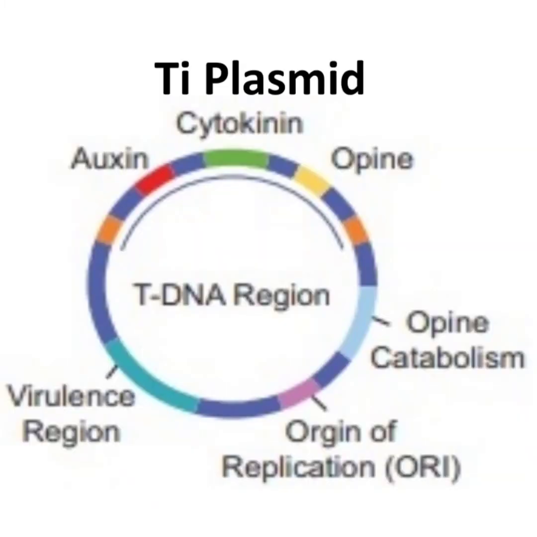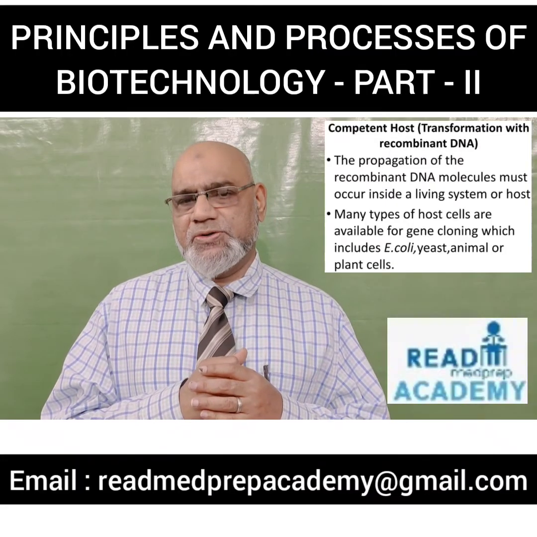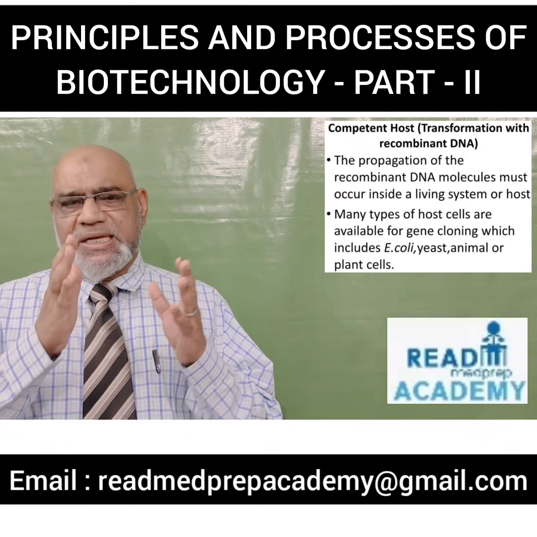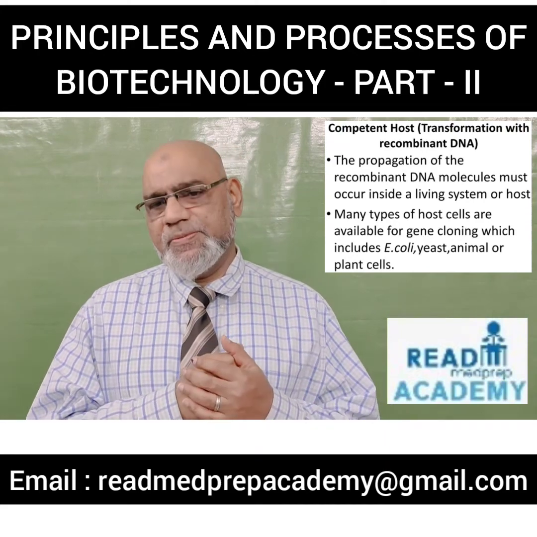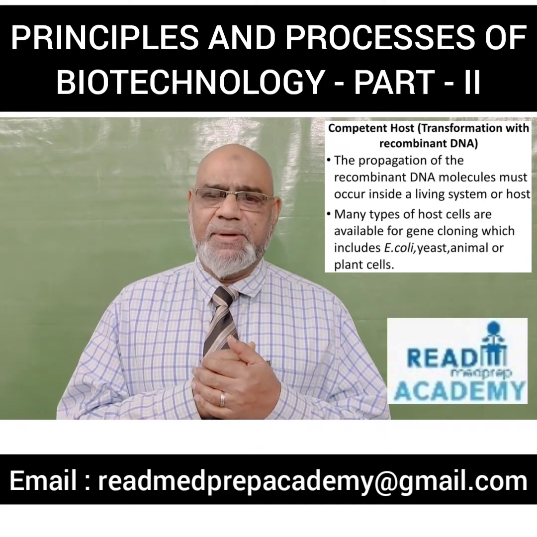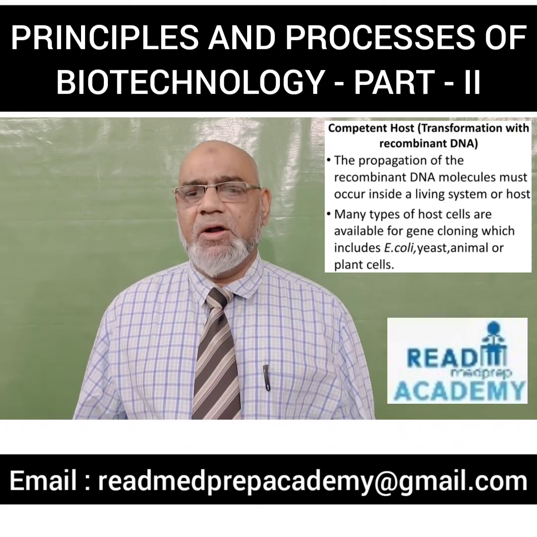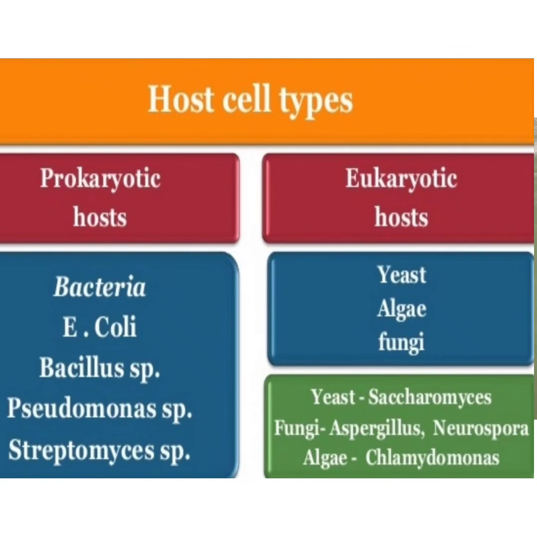Here in this image you can see the different genes that produce auxin, cytokinin, opine catabolism gene, origin of replication ORI, and virulence region. So the entire plasmid is the Ti plasmid. The competent host. The propagation of the recombinant DNA molecules must occur inside a living system or host. Many types of host cells are available for gene cloning, which include E. coli, yeast, animal or plant cells. Here you can see the different host cell types.